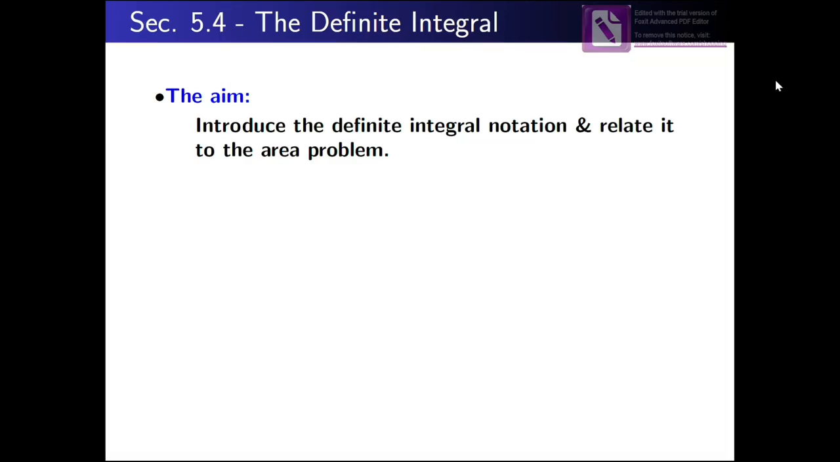Section 5.4: The Definite Integral. The aim of this section is to introduce the definite integral notation and relate it to the area problem. What is the difference between the definite integral and the indefinite integral? For the indefinite integral, we find the integration without any bounds. For the definite integral, we have the bounds of integration.